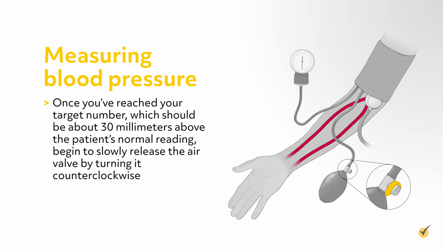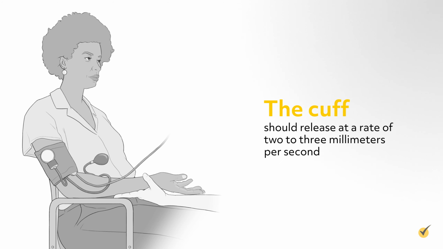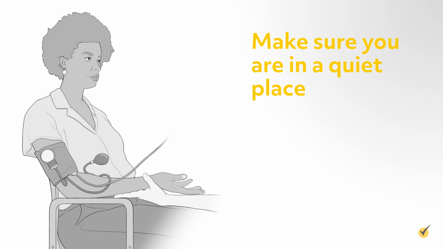Once you've reached your target number, which should be about 30 millimeters above the patient's normal reading, begin to slowly release the air valve by turning it counterclockwise. The cuff should release at a rate of 2 to 3 millimeters per second. Make sure you are in a quiet place and you pay attention to each sound.